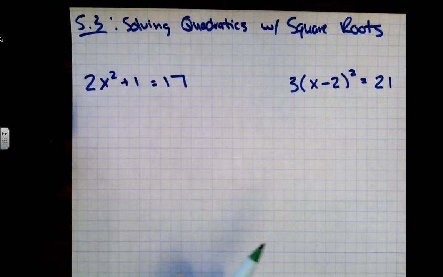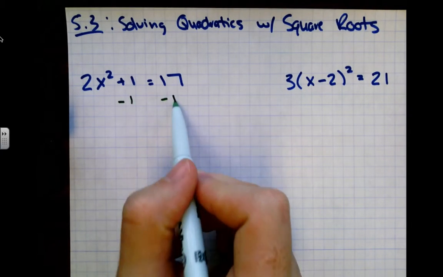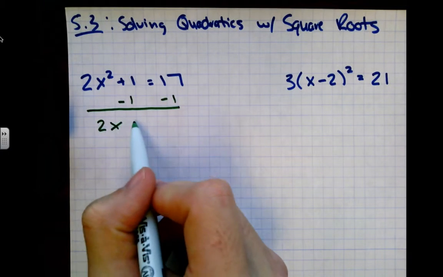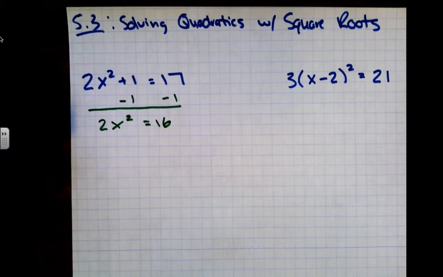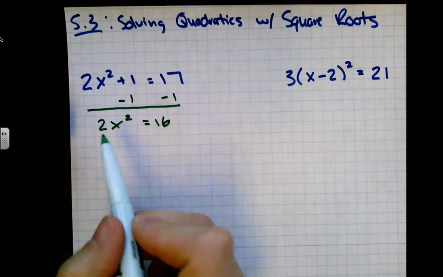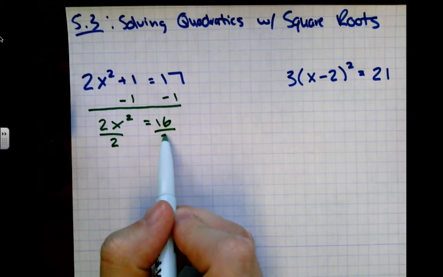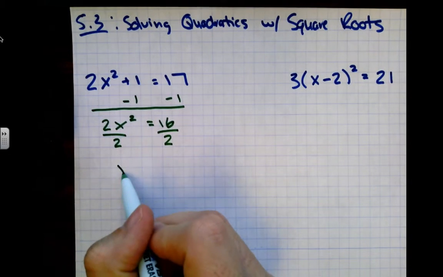The first thing I want to do is try to isolate the variable. To do that, I could subtract 1 from each side first. If I were to do that, I would have 2x squared equals 16. And really from here, I would apply another Algebra 1 technique where I just divide each side by 2 in an attempt to isolate x and get it by itself.